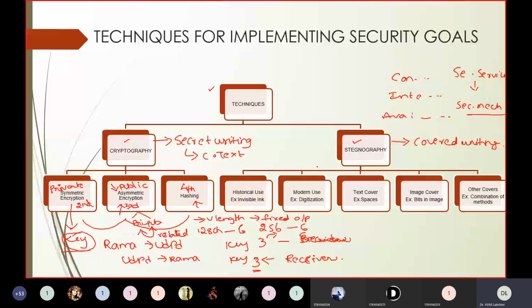That means covered writing. The data, which is plain text, is enclosed or inserted in the middle of some other information. That technique is said to be steganography. Here invisible ink is one of the techniques.